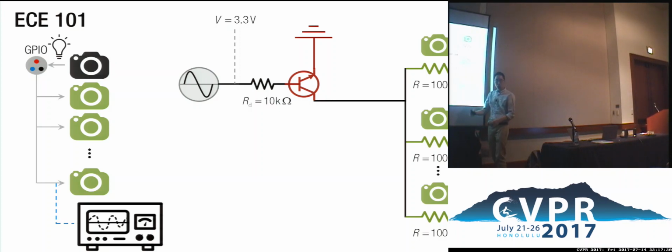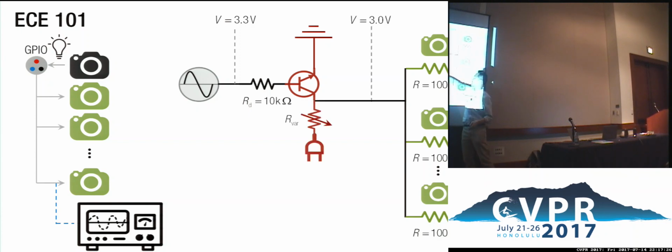Our solution is adding a transistor that can drive the current, with an external power supply and a variable resistance. The role of this variable resistance is controlling the amount of current that passes through the cameras. So no matter how many cameras you add here, by changing this resistance, we can keep the voltage here at around 3.0.